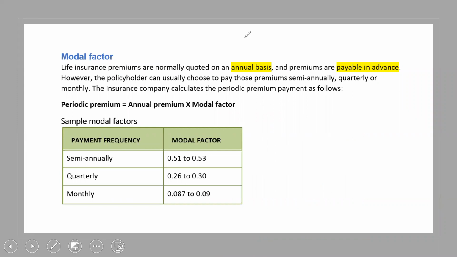Modal factor. Insurance premiums are paid in advance, annually. The premium you pay today is for the following 365 days. However, paying monthly is the most popular option, and insurance companies let you do that. To determine the monthly premium, you simply have to multiply the annual premium by the modal factor.